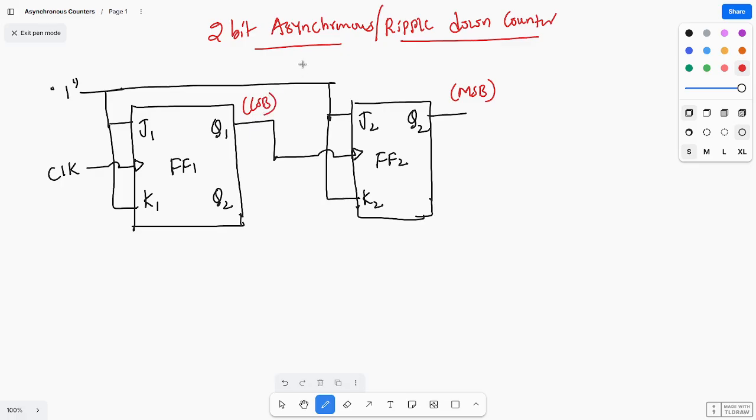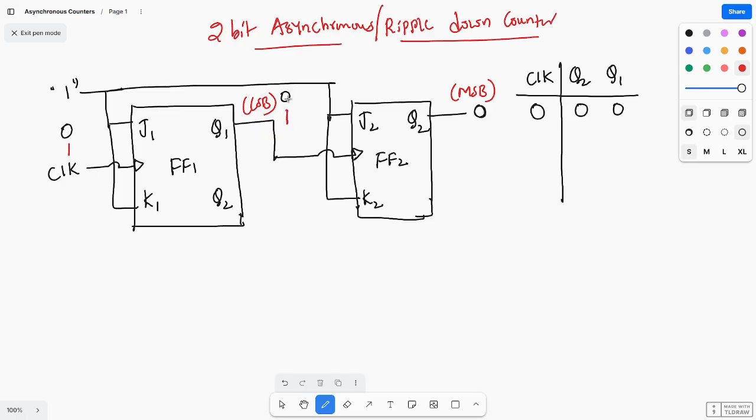Here I'll write the table: clock, then Q2 and Q1. At 0 clock, initially the outputs of both flip flops will be 0 0. At the first clock pulse, the LSB will toggle from 0 to 1.